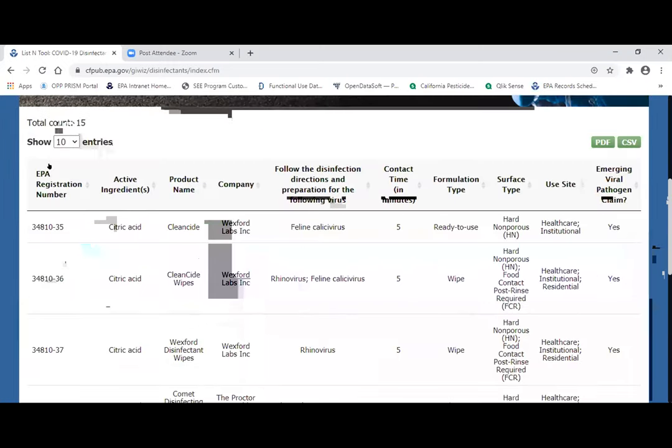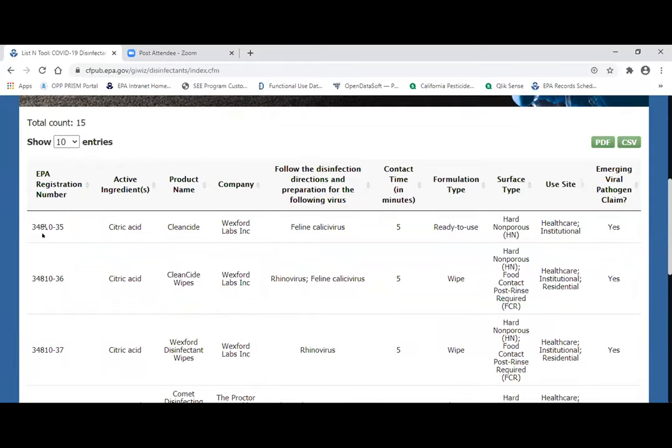And so now I get a whole list of products, with the EPA registration number. And so you can compare that on any bottle or product that you're looking at and see that citric acid is the ingredient. The part people get a little confused about is there is a product name in here. They can have different names. Different companies will sell these under different names. The important thing is to make sure this registration number matches up.